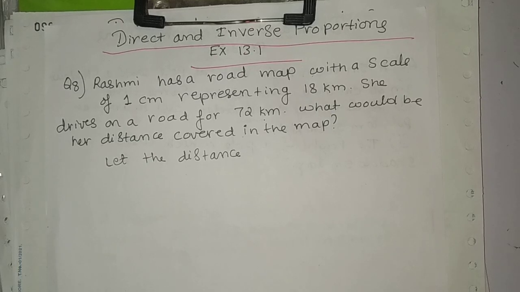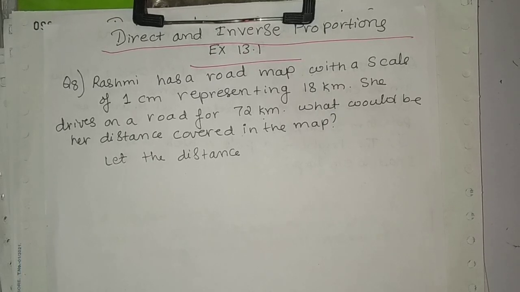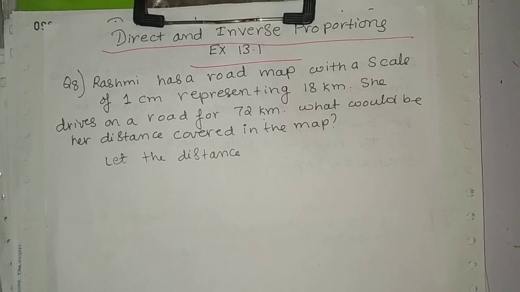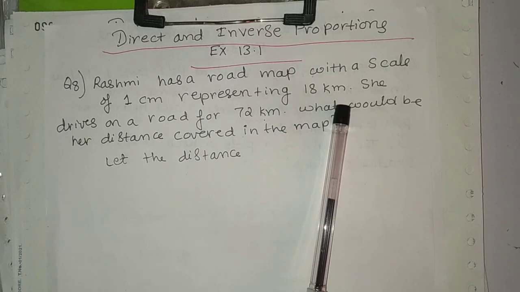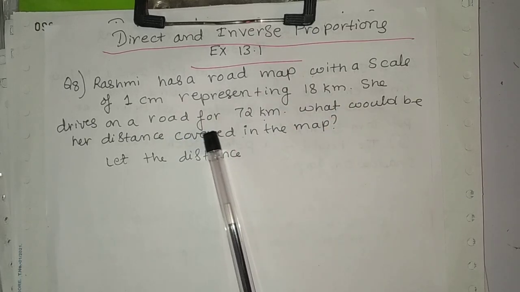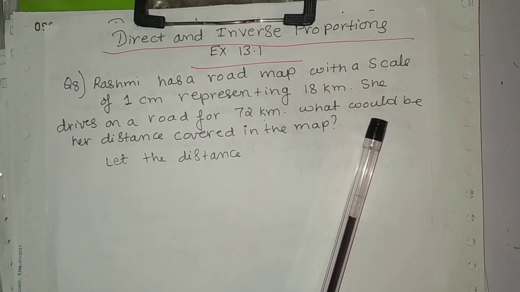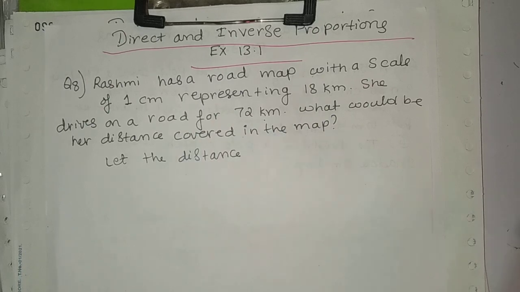Welcome back, students. In this class we studied the chapter direct and inverse proportion, chapter 13, exercise 13.1. The problem here is the 8th problem. Rashmi has a road map with a scale of 1 centimeter representing 18 kilometers. She drives on the road for 72 kilometers. What would be the distance covered in the map?